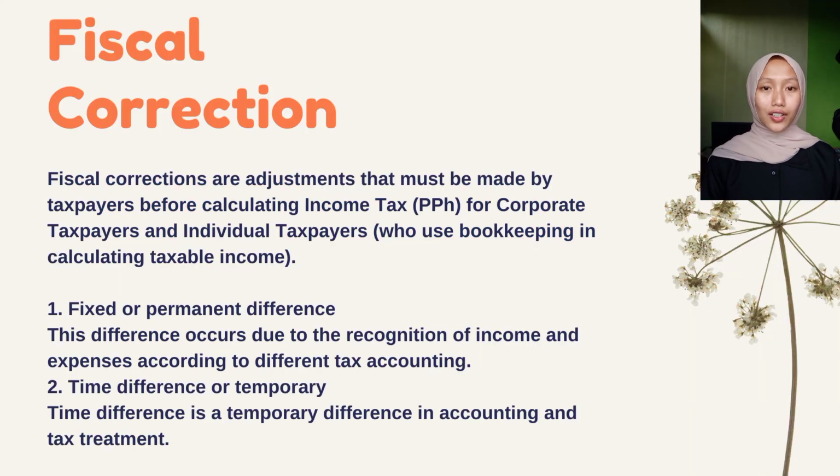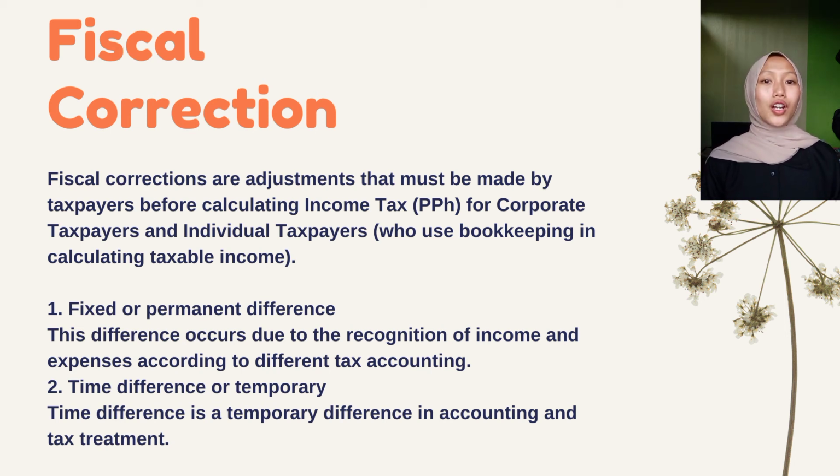Fiscal correction. Fiscal corrections are adjustments that must be made by taxpayers before calculating income tax or PPh for corporate taxpayers and individual taxpayers who use bookkeeping in calculating taxable income. One of the expenses that can be deducted from gross income is depreciation expense. This happens because of the different methods applied in calculating the amount of depreciation expense.